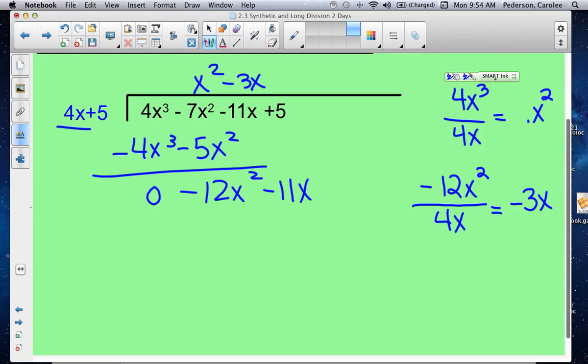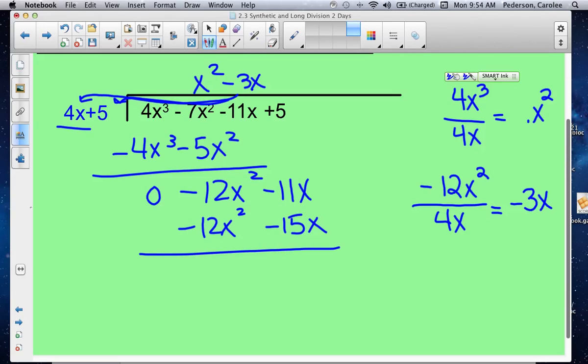Now what do I do with the negative 3x? Multiply it to the two terms in front. So negative 3x times 5 is negative 15x. Then negative 3x times 4x is negative 12x squared. Then I have to change the sign. So negative 12x squared plus 12x squared is 0. Negative 11x plus 15x is 4x. Bring down the plus 5.